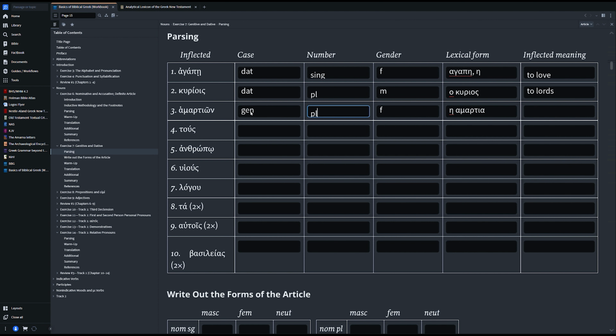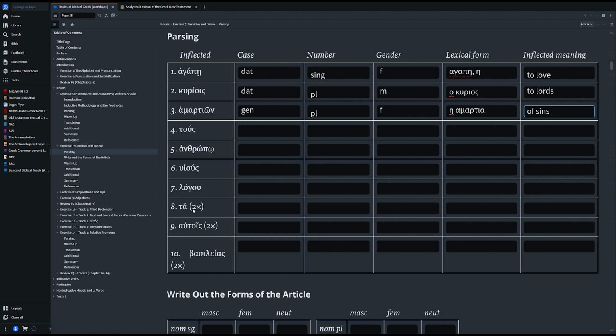Great. So we know we have genitive, which means of. The word amartia means sin, and it's plural. So it's not sin, it's of sins, plural. And I'll let you do the rest of these.